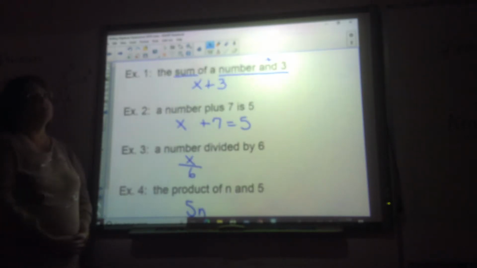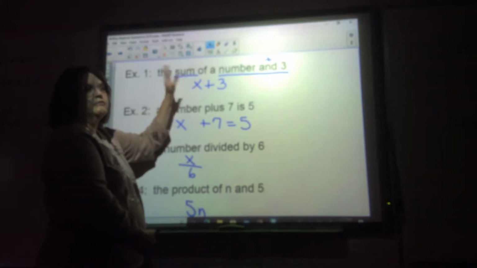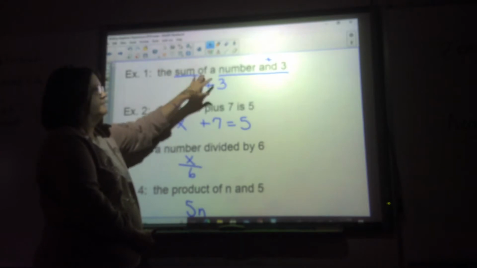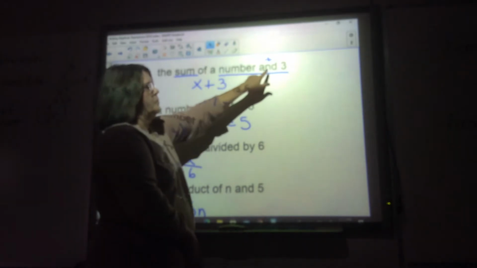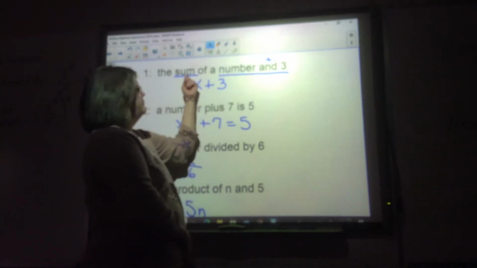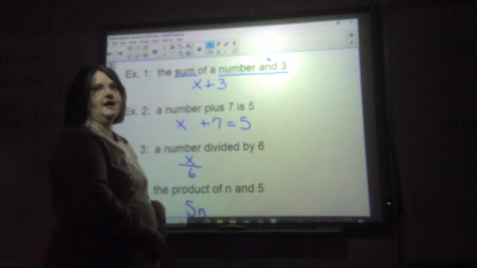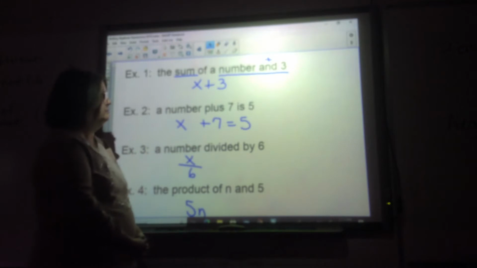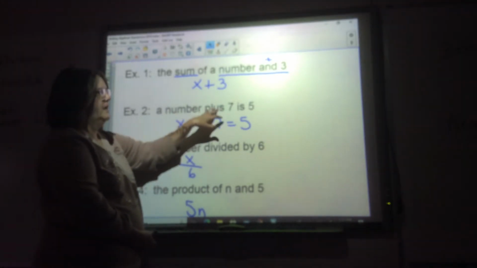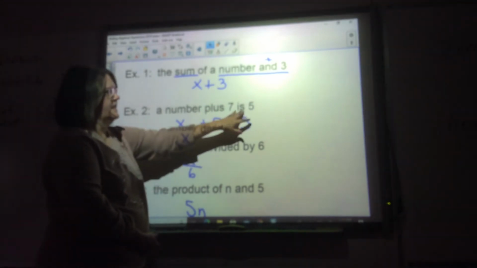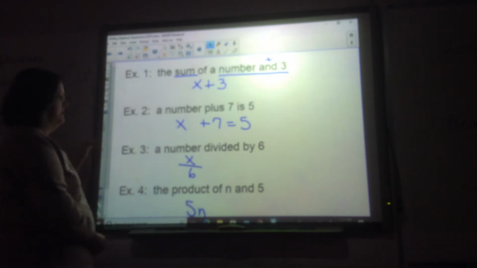Okay, the sum. Sum means to add. What am I adding? If you remember your English, what you're adding comes after the word of, which is a preposition. I'm adding a number. The word and tells you where to put the sum at. So that's plus 3. So a number plus 3. Now I used x. You could use any variable that you want to. This one says a number. Here's x plus 7 is, and is means equals, 5. A number plus 7 equals 5.